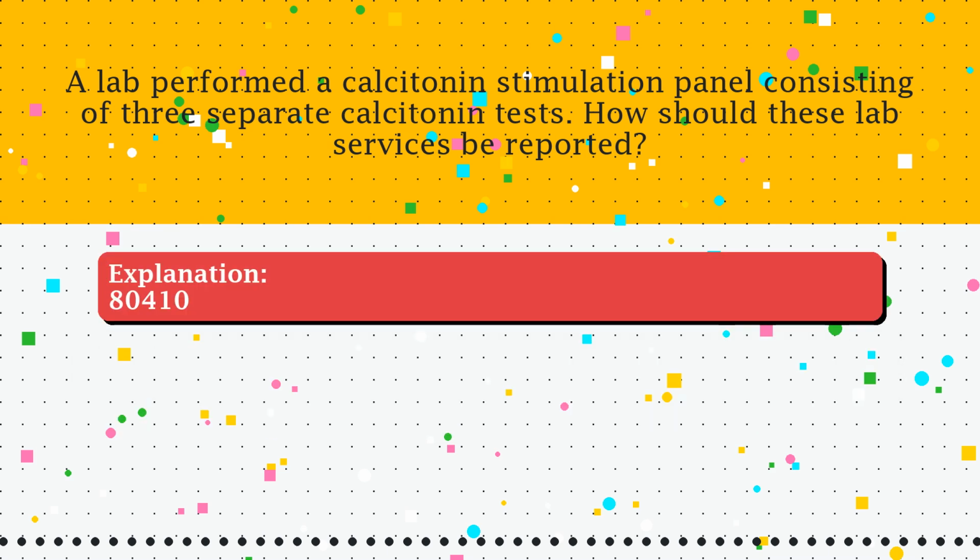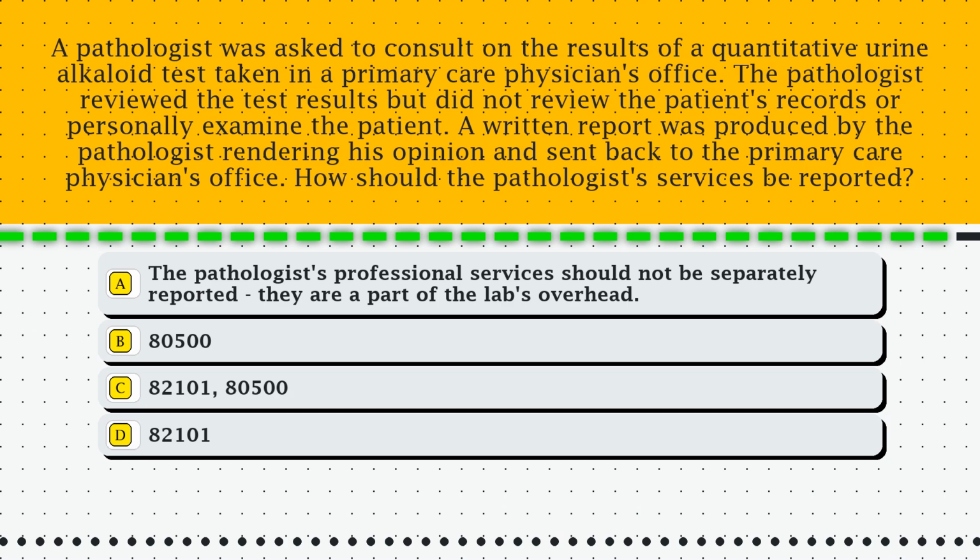Question 126. A pathologist was asked to consult on the results of a quantitative urine alkaloid test taken in a primary care physician's office. The pathologist reviewed the test results but did not review the patient's records or personally examine the patient. A written report was produced by the pathologist rendering his opinion and sent back to the primary care physician's office. How should the pathologist's services be reported?